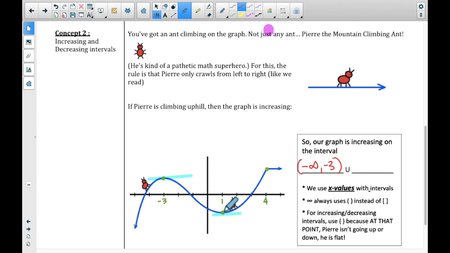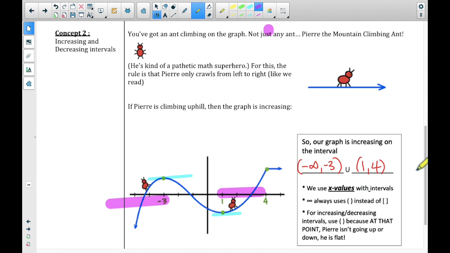Well, Pierre from 1 all the way to 4 is also going to be going up. And once again, at 4, I think you could argue it, but I'm going to say that at 4, Pierre is flat. And so we're not going to include 4 and we're not going to include 1. But what we're talking about is the x value, like from here to here. Because when we look at a graph, we look at it left to right. And so from here all the way to here, he's going up. And from here all the way to here, he's going up.